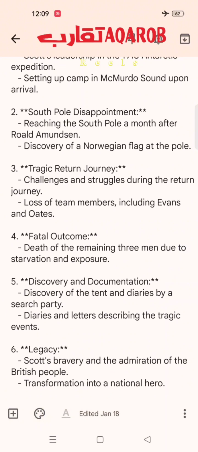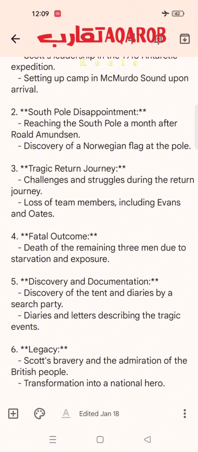Number 2. South Pole disappointment. Reaching the South Pole a month after Roald Amundsen. Discovery of Norwegian flag at the pole. Number 3. Tragic return journey. Challenges and struggles during the return journey. Loss of team members including Evans and Oates.